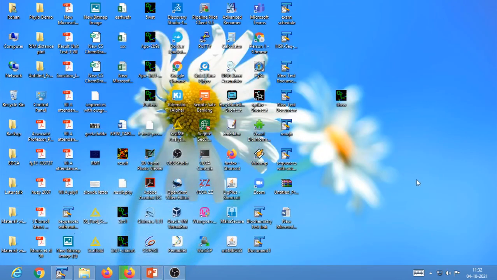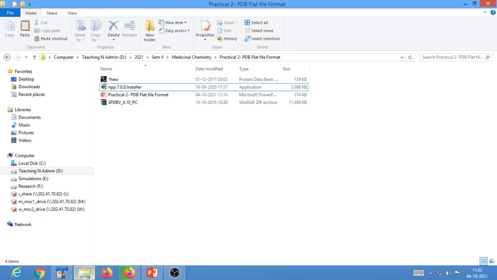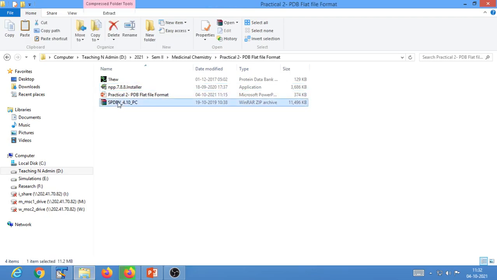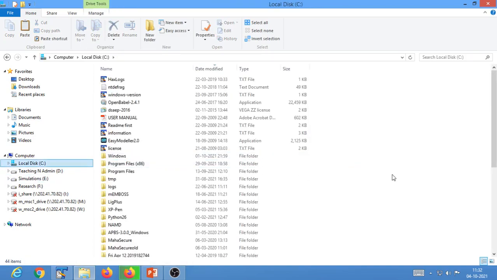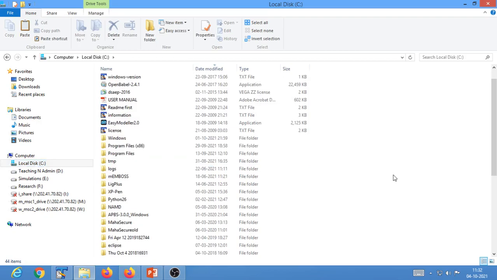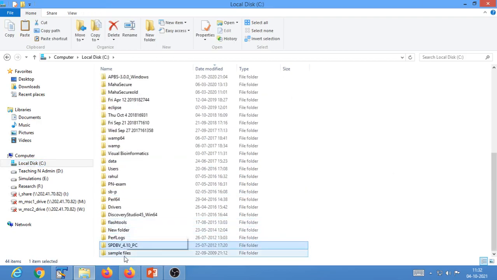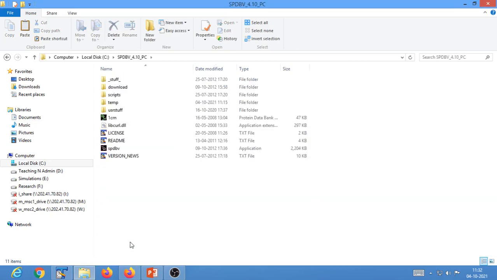So what you would get is a zip file like this. Wherever you have saved your zip file, all you have to do is extract the information in this archive to, say, your C drive. Okay, I have extracted it in my C drive. You would get a folder like this wherever you extract it, and in this folder you can run your SPDBV through this application icon.